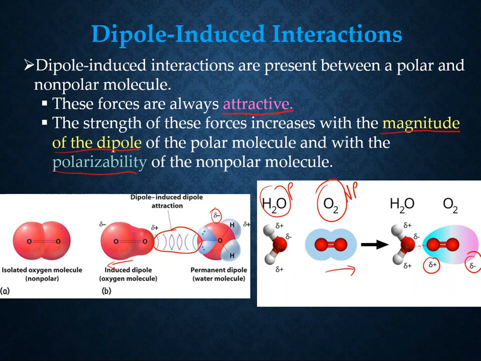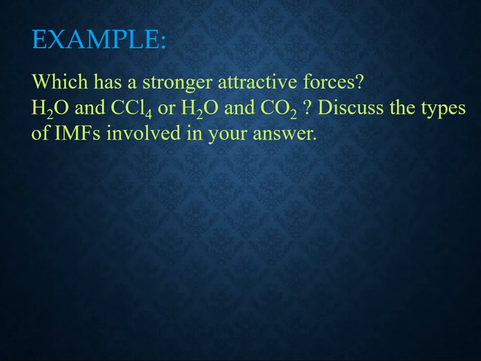And now we're going to do an example just like this and think about how it's going to work. Which has stronger attractive forces: the water and the carbon tetrachloride, or the water and the carbon dioxide? In this particular free response example, you would need to discuss both of the IMFs involved in your answer. So I'm going to give you a couple of minutes to think about that. Which one has the stronger attractive force? The water and the carbon tetrachloride, or the water and the carbon dioxide?